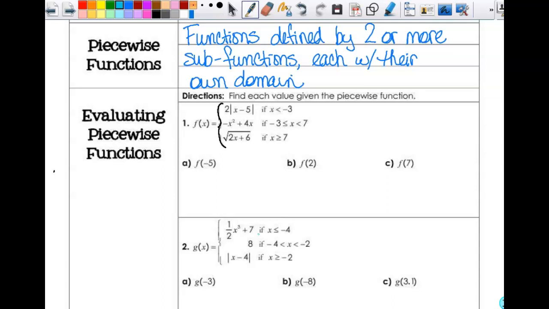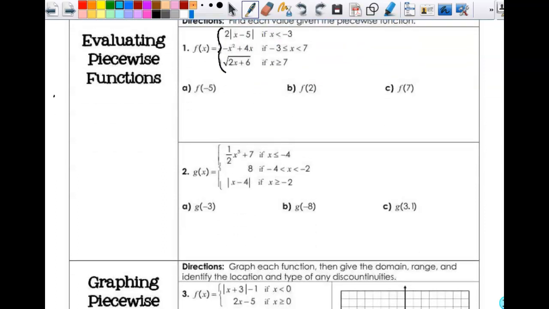Which means if all I had, again, was this, and I had to evaluate f of -5, I would just substitute -5 in, substitute 2 in, substitute 7 in. But I have to pay attention to the domain here and make sure I'm looking at the right pieces. So when I look at the -5, I have to figure out which domain it falls into. Which one does it fall into? First, second, or third? The first one. -5 is less than -3, right? Okay. So it falls into this one.